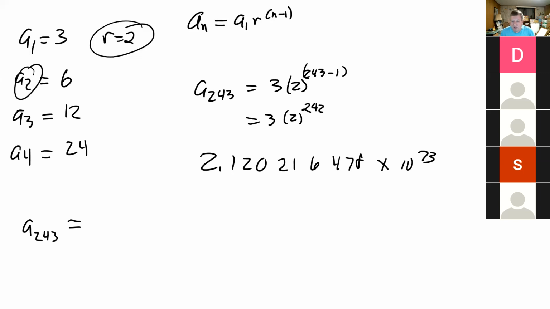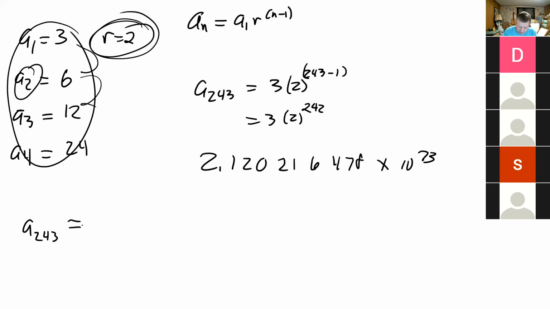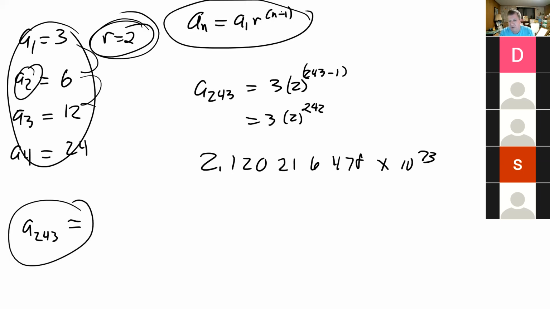But my point is, when you're just finding consecutive numbers in a geometric sequence, you just multiply by r each time. But if you've got one that's way out there, then you've got to come back here to use the formula. Okay? What else? Thank you. You betcha.